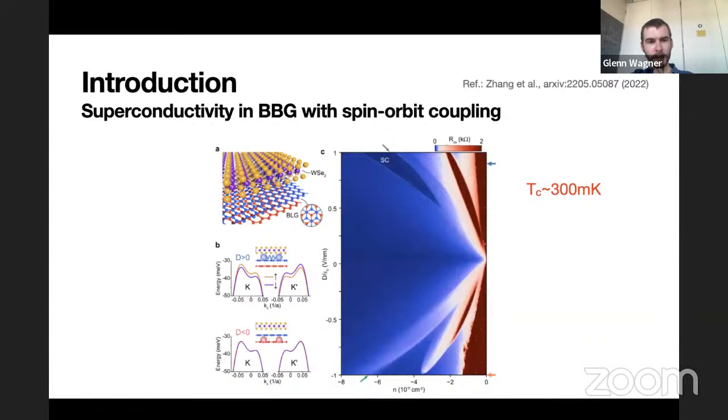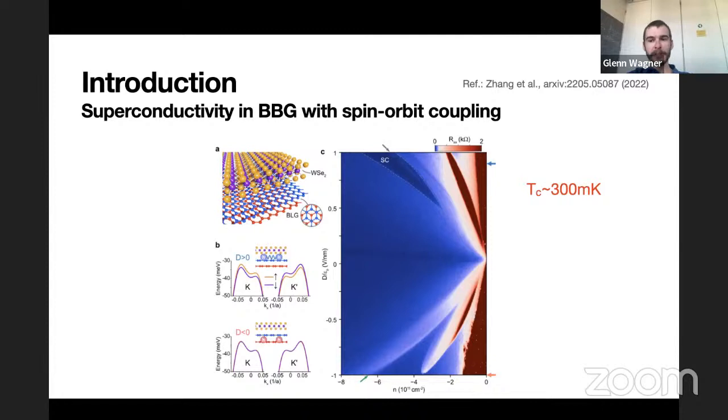Finally, another way to induce superconductivity, instead of applying a magnetic field, is to induce spin-orbit coupling by proximitizing it with this WSe2 layer. Again, you see this plot of the resistivity for different values of the displacement field and density. The superconductivity only happens for positive displacement fields. For positive displacement fields, you're applying an electric field that pushes the electrons towards the WSe2, inducing the spin-orbit coupling. This gives you superconductivity. On the opposite side, with a negative displacement field, the electrons don't feel the WSe2, they don't have the spin-orbit coupling, and so they're not superconducting.